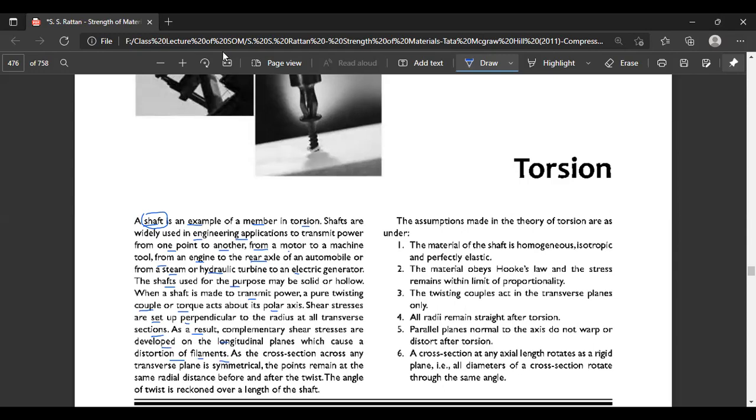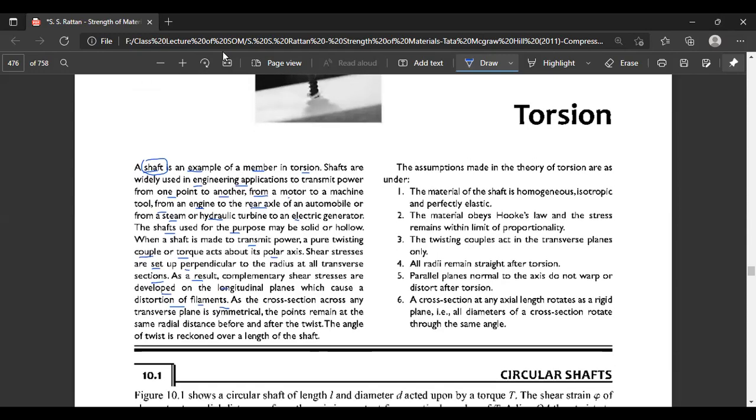As the cross section is symmetrical, the points remain at the same radial distance before and after the twist. The angle of twist is reckoned over the length of the shaft.